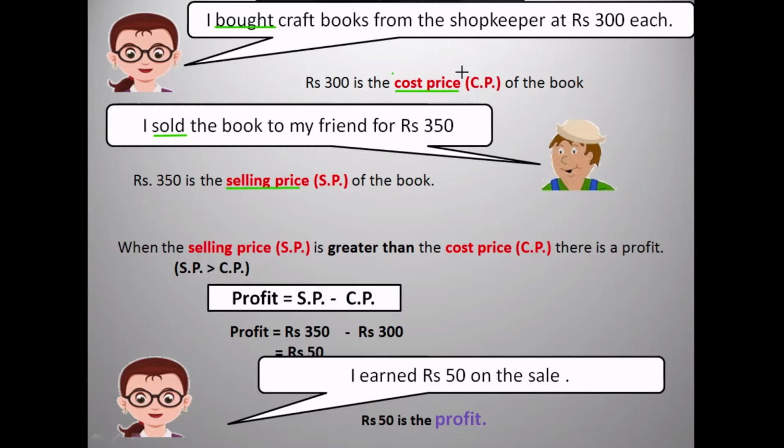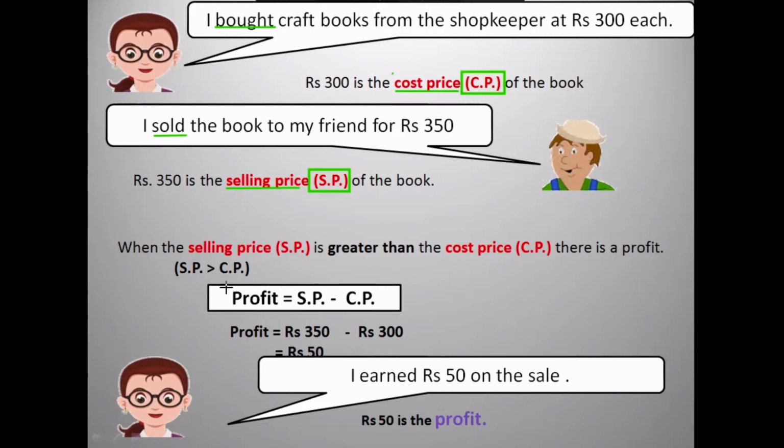Rather than writing cost price and selling price every time, we will write CP for cost price and SP for the selling price. Now here you can see that the selling price is greater than the cost price. If selling price is greater than the cost price, that becomes a profit.